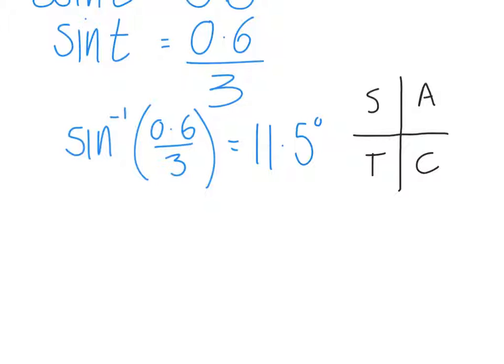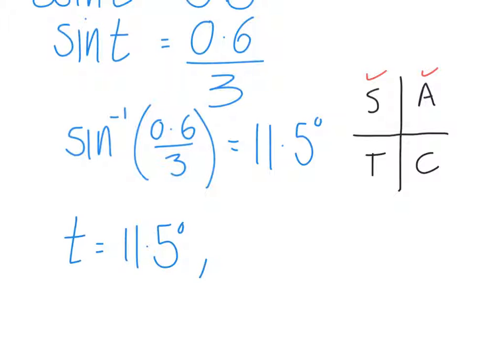Since sine t was equal to a positive number up here, that tells us that we're going to tick the all and the sine quadrants. So what that means is that the value from our calculator, our first value, 11.5, is one of the answers for t. So t equals 11.5 degrees.